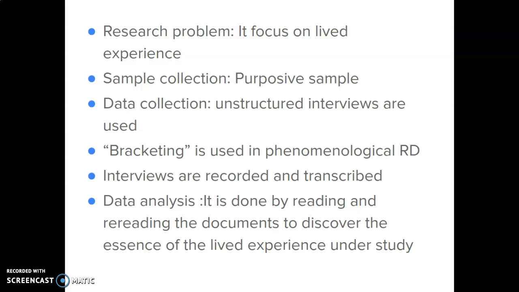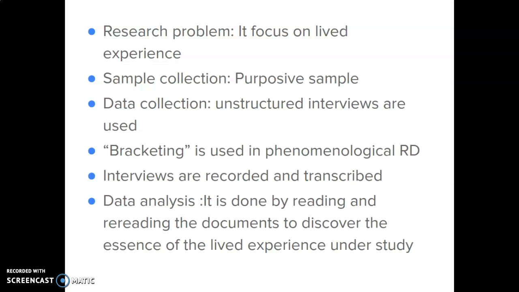So what is the research problem here? It focuses on lived experience. For example, tsunami affected people. If you are going to do research, you can just go and get their experience. So the research problem is usually a lived experience. Sample collection is purposive sampling, because we will go and see people who are affected by the tsunami. Data collection is by unstructured interviews. You cannot go with a set of questions. What you do is just ask them what all happened, and you have to record and get the information.